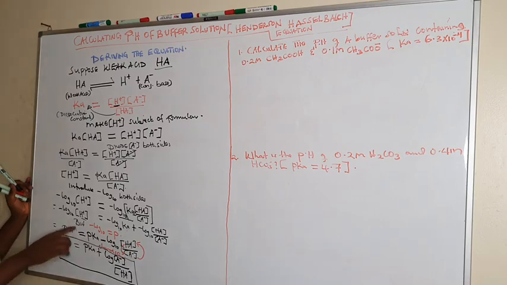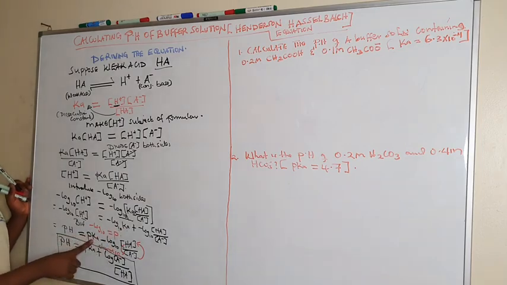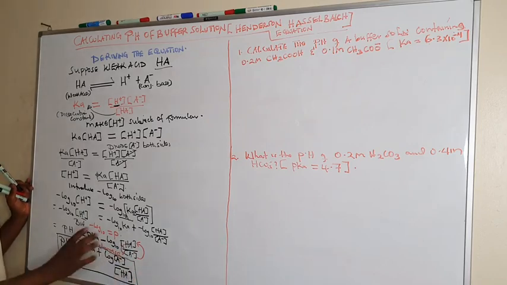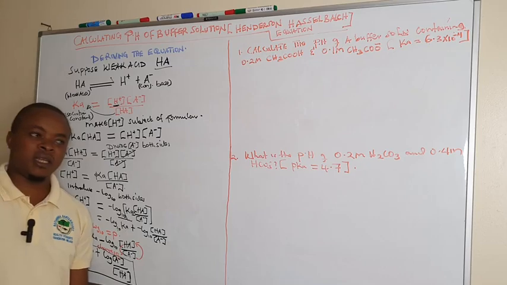So therefore, where there is this one, we put pH. Where there is this, we put pKa. Then we remain with negative log concentration of the weak acid and the conjugate base. But remember, we don't want a negative in our equation, so we change the sign from negative to plus, and we take the reciprocal, whereby the denominator becomes the numerator and the numerator becomes the denominator, hence getting our equation like this.